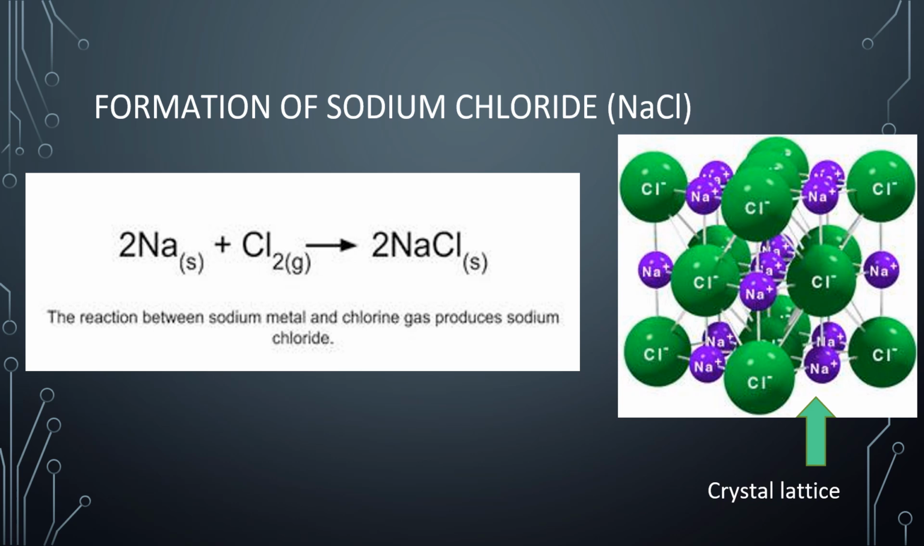So you have sodium and chlorine reacting together to form sodium chloride. What happens is chlorine will gain an electron and sodium will lose an electron, and they form opposite charges. These opposite charges, meaning the plus and the minus, interact with each other, and this is called an electrostatic attraction. This electrostatic attraction is what is responsible for creating a crystal lattice structure with these ionic compounds.